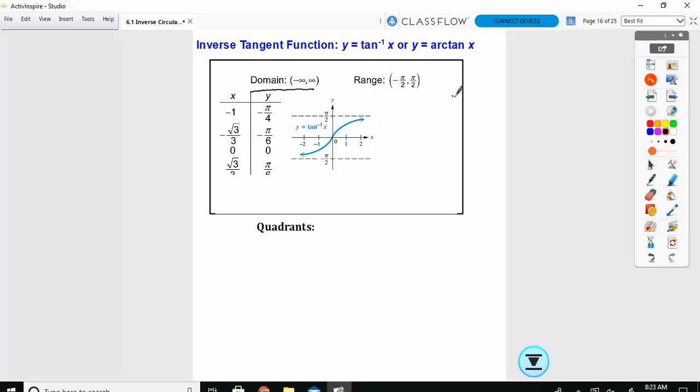So the domain is the range of regular tangent, so negative infinity to positive infinity. The range is the domain we're looking at, from negative pi over 2 to positive pi over 2. What we really need to know is its quadrants 1 and 2. Sorry, I said 1 and 4, and then I just wrote down 2. Sorry, quadrants 1 and 4.